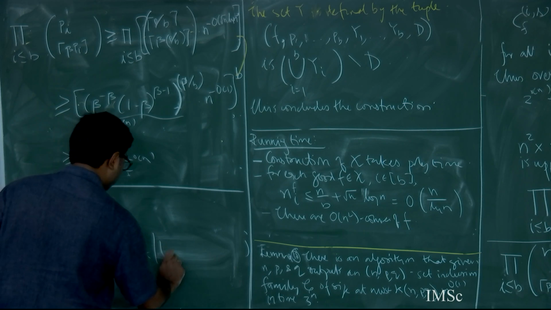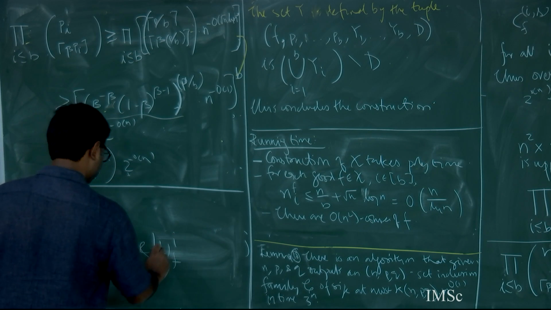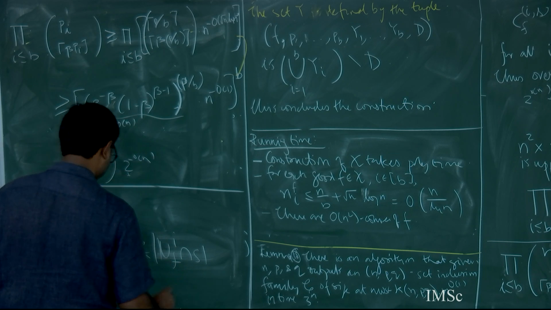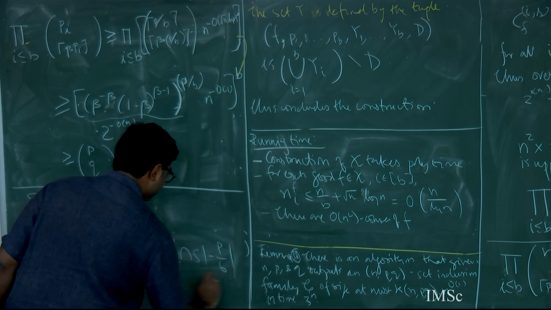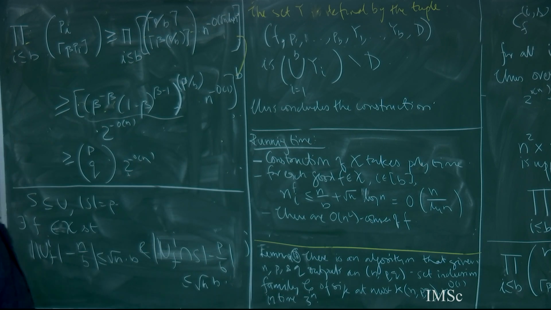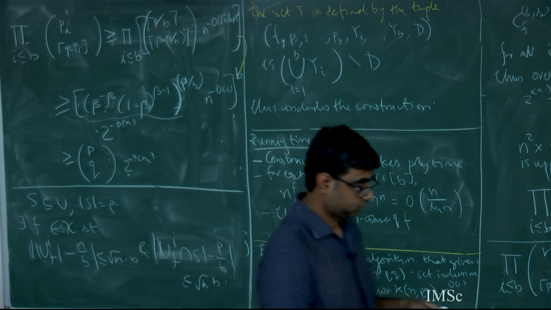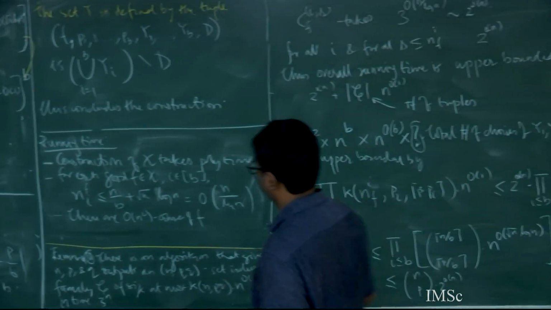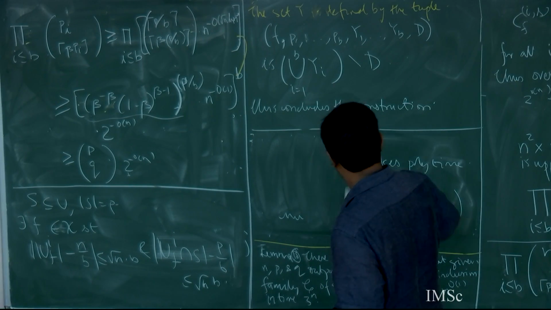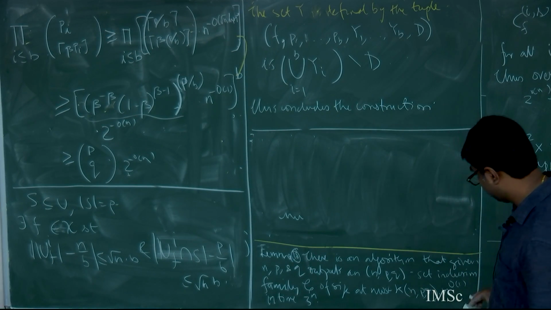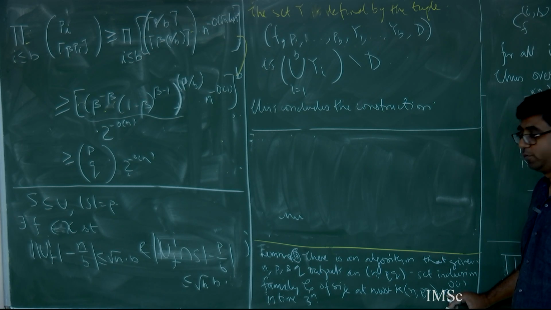And what we know is that U_i(F) intersection S minus P by B is also bounded by root n times b. There exists some f which has these two properties. There exists f in chi with these two properties. So the size of our family will be chi n p q times 2 to the power little o of n. It is not polynomial, it is 2 to the power little o of n.